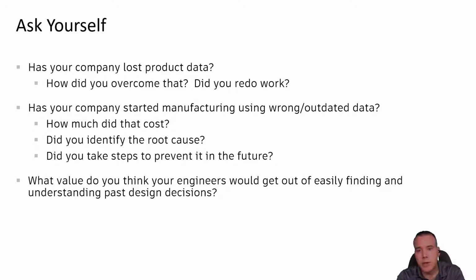So, you might ask yourself, when it comes to product and data management specifically, have you lost product data, right? Could you just not find something anymore? You did it before and I need to use it again, but I don't have time to find it, so I'm just going to do it. Did you ever find it? Did you have to redo a bunch of work? Have you started making something only to realize later you were using the wrong rev of the print, for example? What did that cost you? And more importantly, did you figure out why? And did you do anything to keep it from happening again?